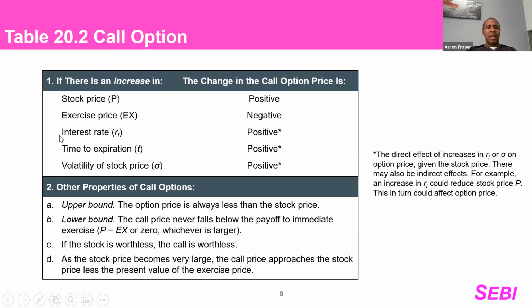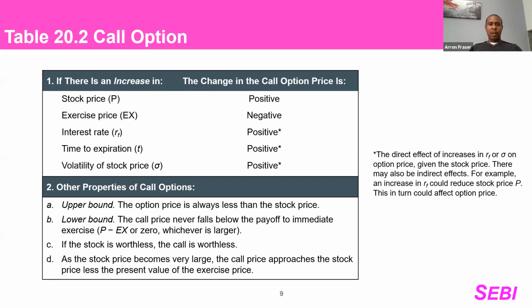In all other situations, if there's an increase in the interest rate, and this is the risk-free interest rate, or an increased time to expiration, so instead of 3 months, you go to 6 months, and also if there's increased volatility in the stock price, all of that will result in an increase in the call option price. Particularly the last one, where the stock fluctuates up and down, right? The call option price would increase because increased volatility means the situation might be realized where the stock price will actually get higher. So that's why the call option price will increase.